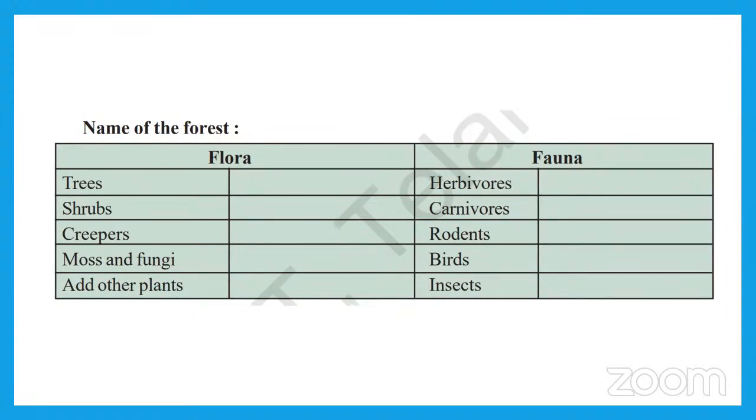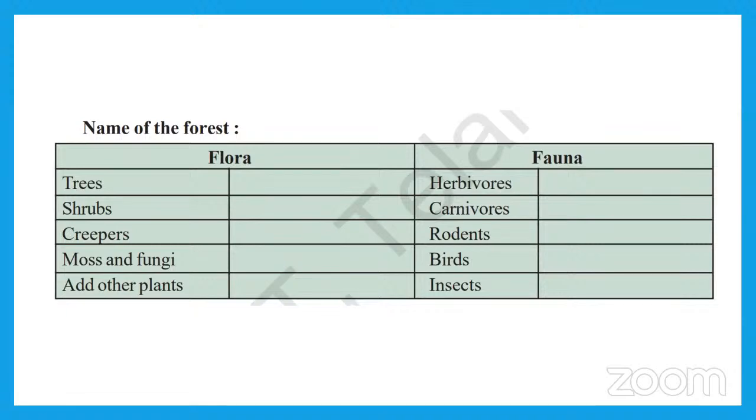Moss and fungi. Moss plants are like the green grass we observe on the wet walls in some areas. We find fungi and other plants on leftover logs or branches of the plants. The entire plants come under flora. Different kinds of plants come under flora and different kinds of animals come under fauna.